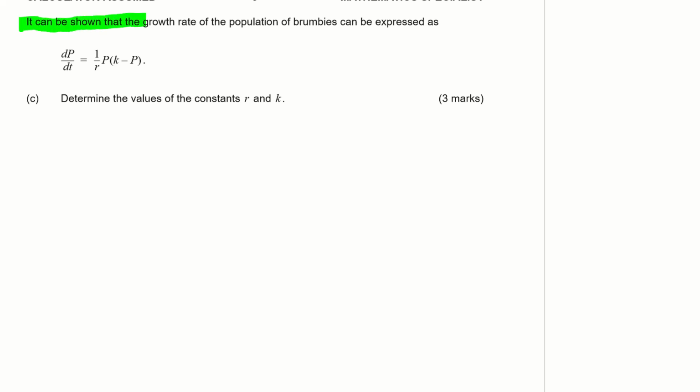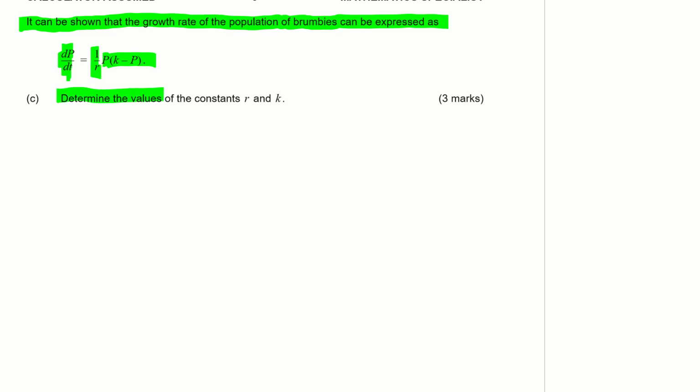It can be shown that the growth rate of the population of Brumbies can be expressed as dP/dt is 1 over r, P times (k minus P). Determine the values of the constants r and k. Well, we can straight away write down that the k is 18,000 because it's always just the carrying capacity when it's in there.